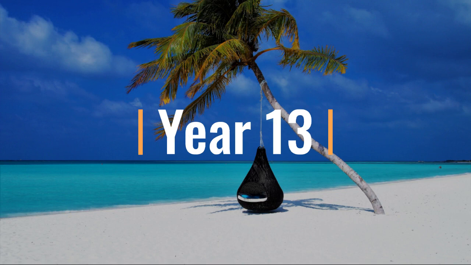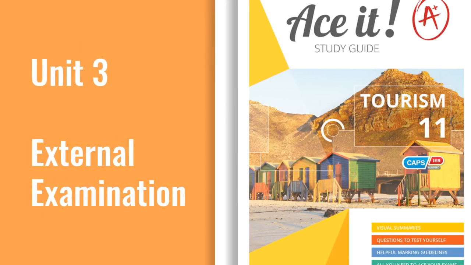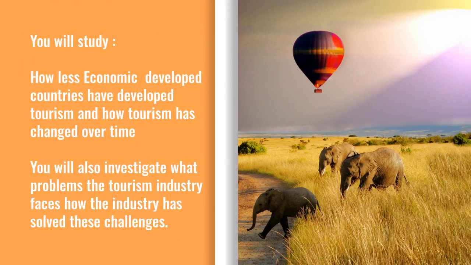Year 13 follows a similar pattern to Year 12. We start off in September with the coursework project until January, and then we do the theory for the external exam in May. One of the main things we'll be studying in this unit is looking at how information technology has changed the travel industry over time. You will also be investigating how the less economically developed countries have used tourism to increase their income and wealth over time.